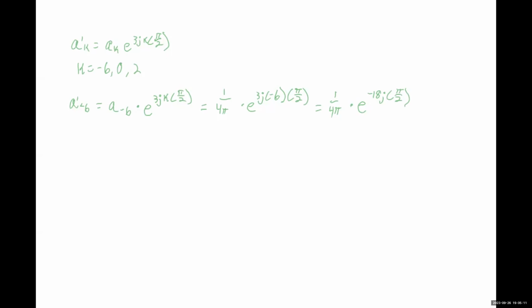And then we can simplify it a little bit farther. That's 1/4 or 1 over 4 pi times e to the negative 9 pi j. So that's going to be our a prime of negative 6 value. Now we can get a prime of 0. It's going to be a of 0 times e to the 3jk times pi over 2.